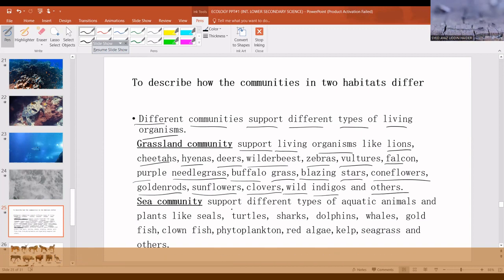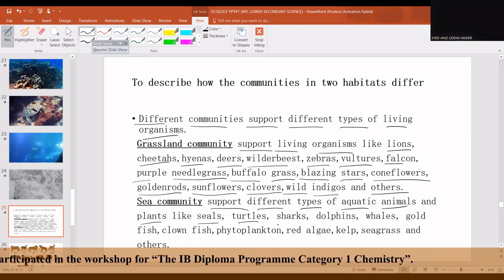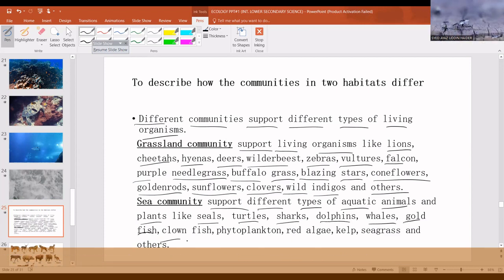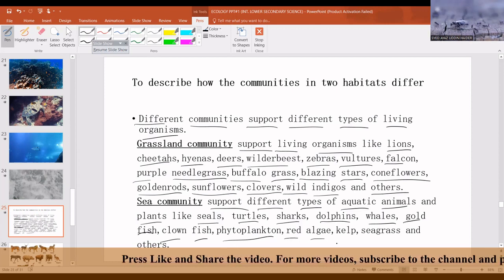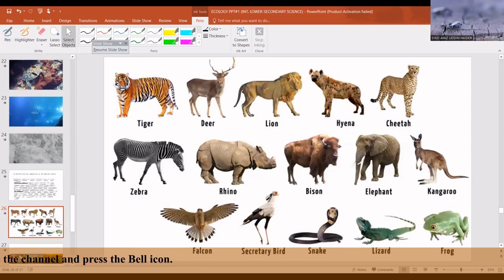A sea community supports different types of aquatic animals and plants like seals, turtles, sharks, dolphins, whales, goldfish, clownfish, plants like phytoplankton, red algae, kelp, seagrass, and others.